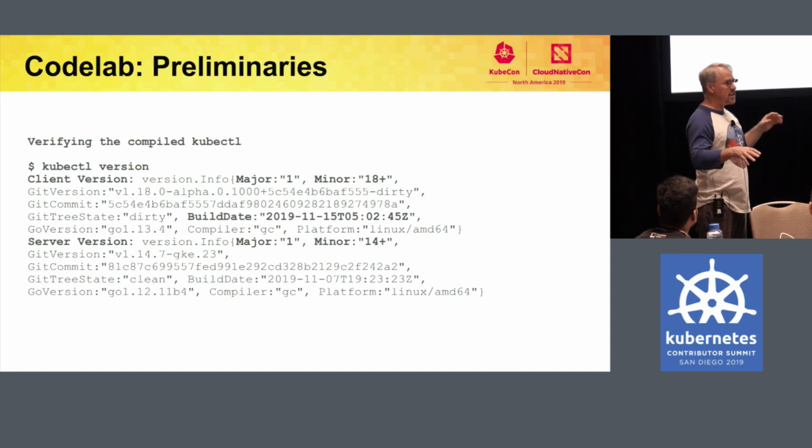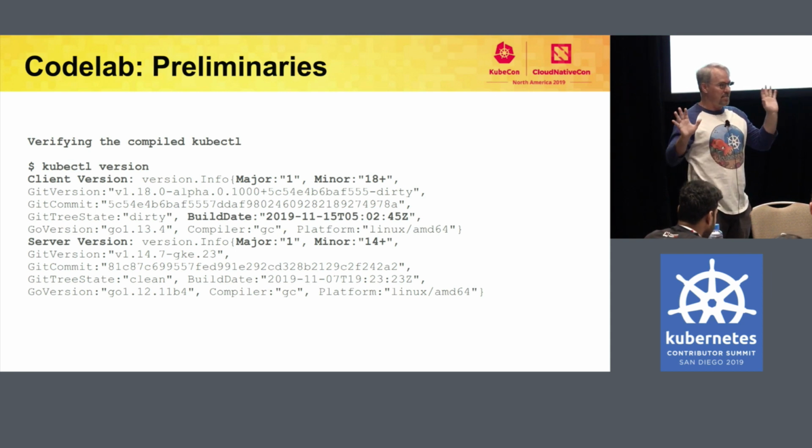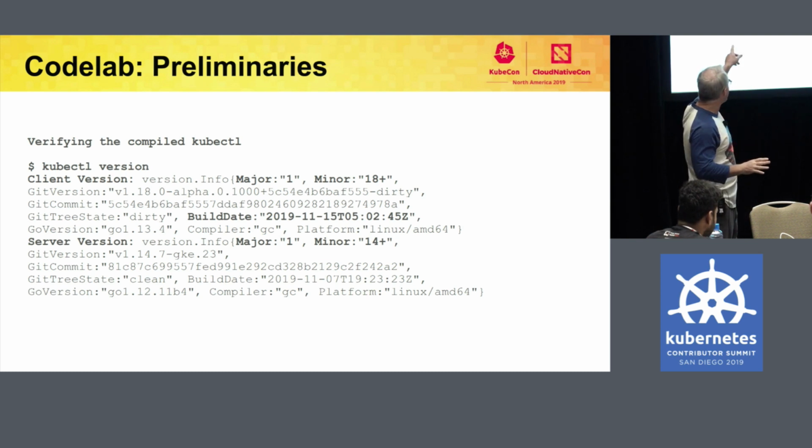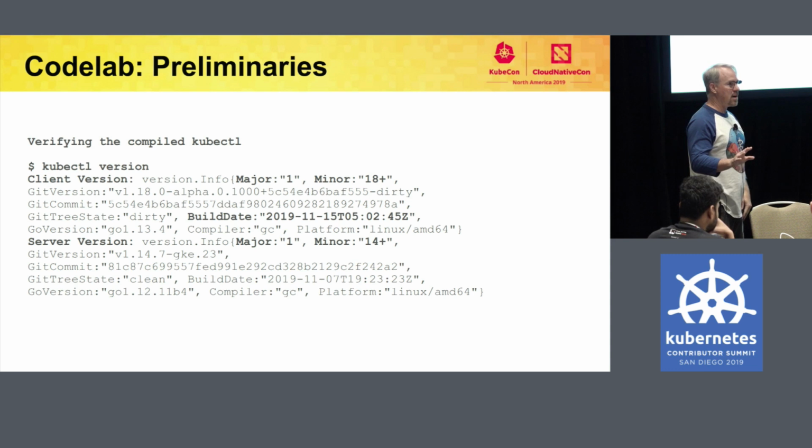The server version is going to tell you which particular cluster you're talking to. We haven't talked about setting up, talking to a cluster yet, but if you want to just look at the client, you can just do kubectl version --client, if you don't want to bother with the server.